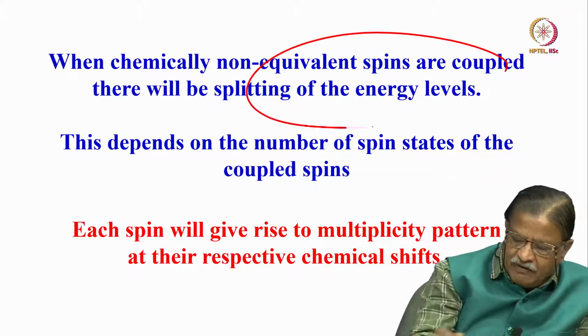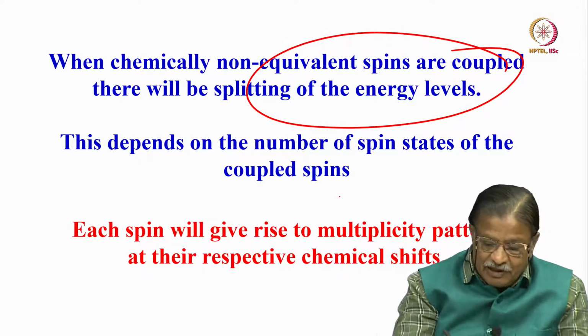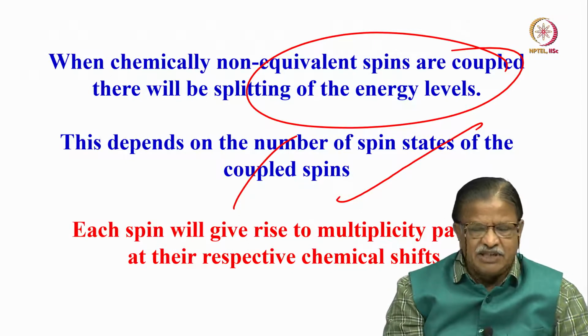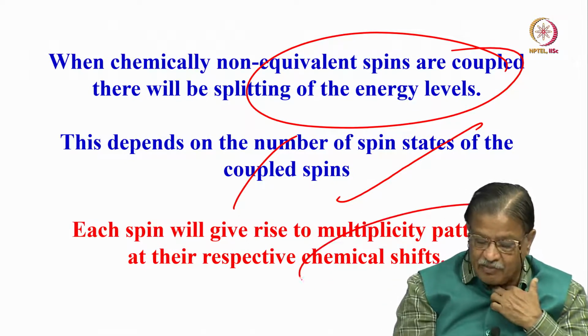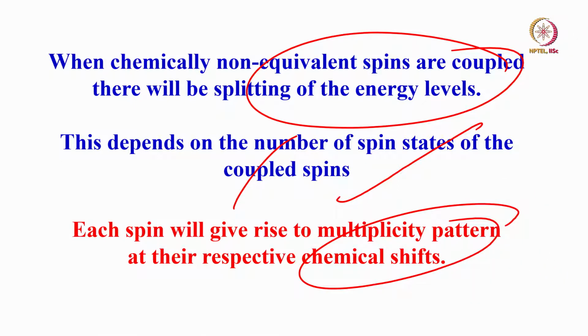Okay. Now, we will see the J split energy level. When chemically non-equivalent spins are coupled, there is splitting of the energy levels. This depends upon the number of spin states of the coupled spins. I will tell you what the spin states are now. Each spin will give rise to a multiplicity pattern at the respective chemical shifts depending upon the number of spin states available with the coupled spin. A very important point, you will see that.